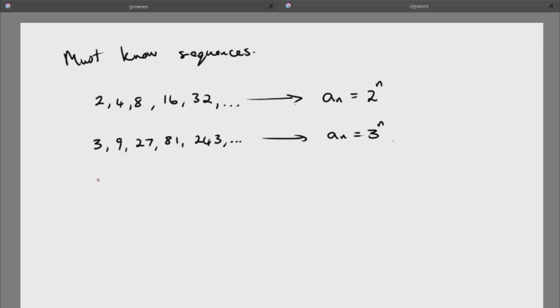Next one I think we have seen before. 1, 4, 9, 16, 25. Those are the position squared. Position 1 squared, 1. Position 2 squared, 4. Position 3 squared, 9. There you go. The square numbers.